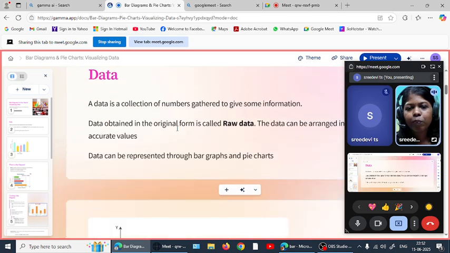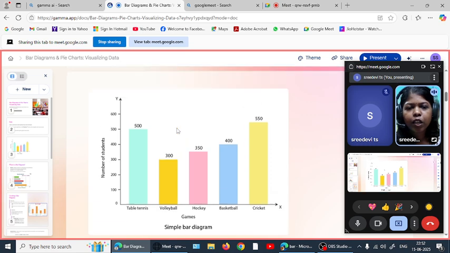Can you identify this picture? Yes, it's a graph. I'm asking the name of the graph. What's the name of this graph? It's a simple bar graph. Why do I use the term bar here? You can see different colored vertical structures, which are actually called bars, and they are in a vertical position. So it's a vertical bar graph.